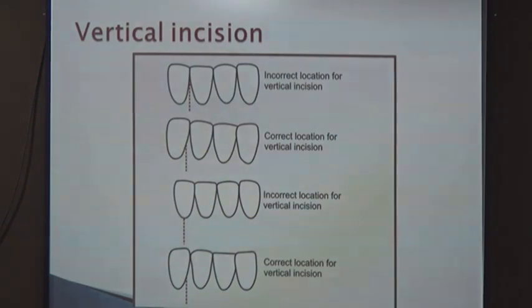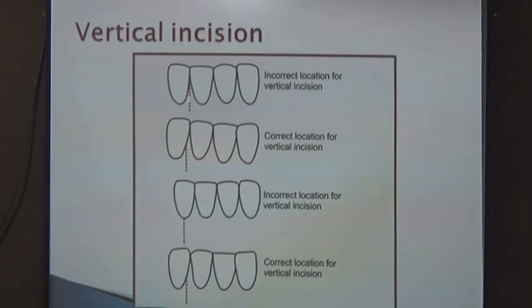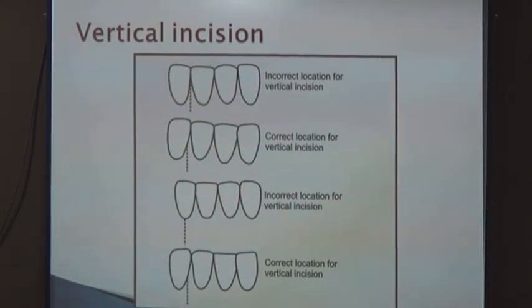Incorrect location for vertical. Correct location for vertical. Incorrect. Correct. Okay, this incision should be like this, not exactly at the center. It should not be given like this. See this? Incorrect location for vertical incision. It should not be interdental. Why are they saying incorrect? It will sever the interdental area, isn't it? So when you place it a little away, there will be a correct location for the vertical incision.